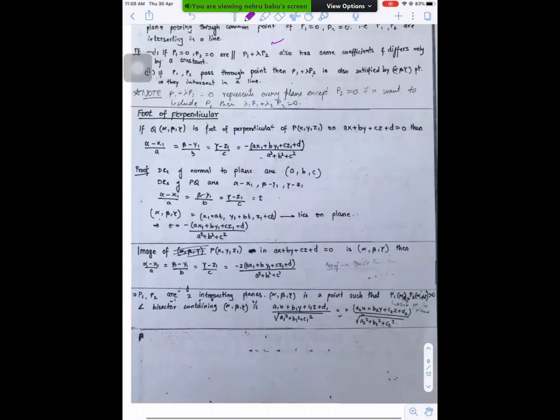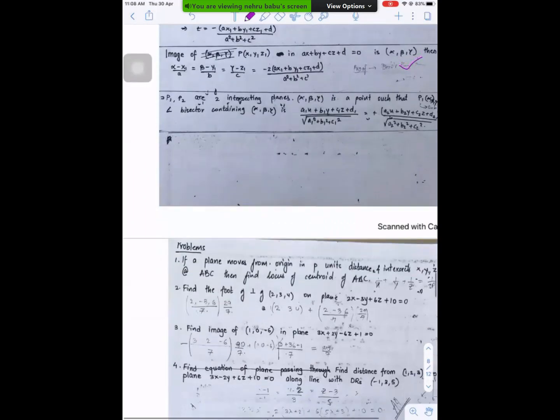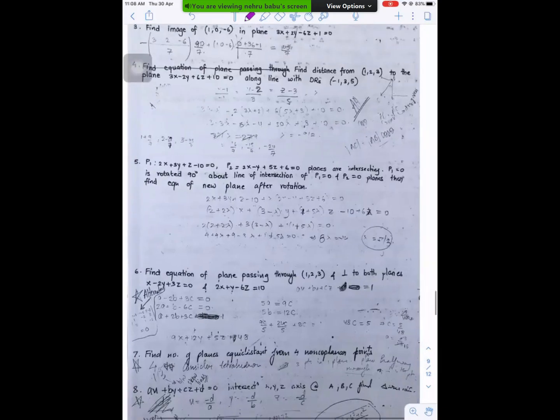Next, the foot of the perpendicular formula is the same as in 2D. The image formula is the same as in 2D. So if alpha, beta, gamma is the foot of the perpendicular of x1, y1, z1, then our formula is the same as whatever formula is there in 2D. The different problems are just based on that.